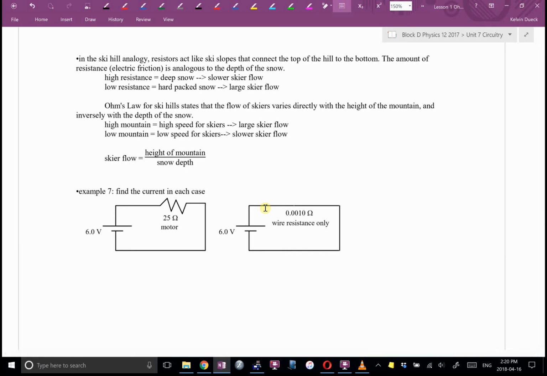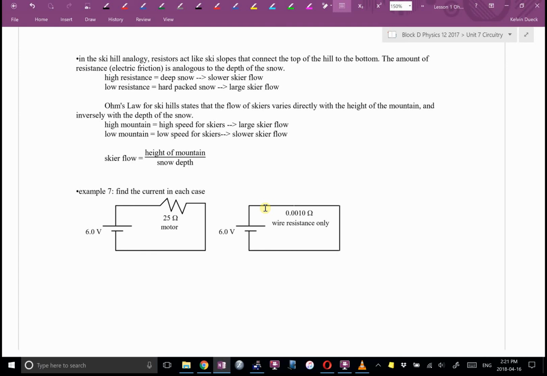So, in our ski hill analogy, we've said the voltage source, the battery, acts like a chairlift. It gives the skiers more potential energy. We've said that the current is like the number of skiers. Higher current means more popular ski run. What is resistance like? The resistors themselves are like the ski runs, where you lose height going down a ski run. Going through a resistor, you're going to lose energy. And you know what? The resistance itself, let's say that's how deep the snow is. High resistance, the snow is so deep you can't get many skiers on there at once because you can't go very fast.